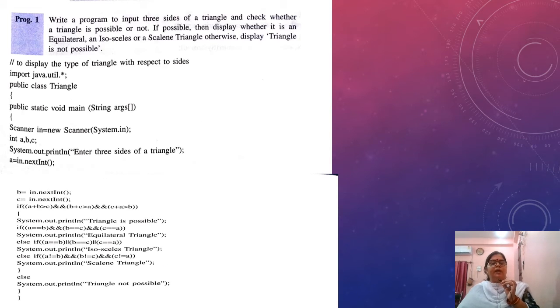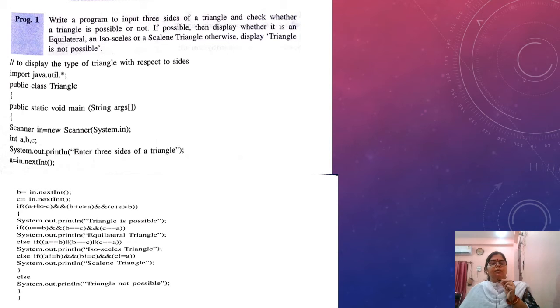Now here is a program for you all. Write a program to input three sides of a triangle and check whether a triangle is equilateral, isosceles or scalene. Okay. See here with the if, we have done this with the help of a scanner. We have input a number and we have checked it. You all know the formula, how you are going to find a triangle.